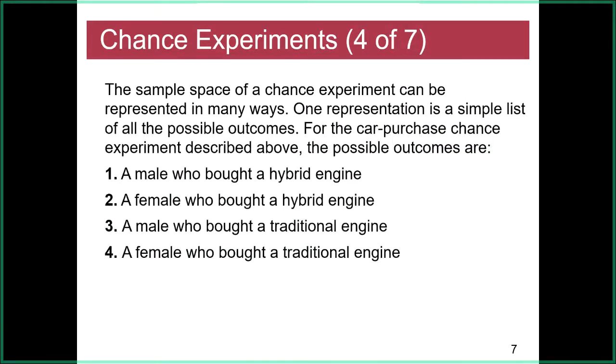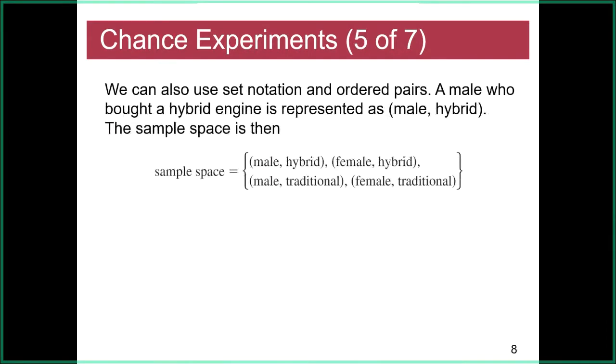So there are possible outcomes here. We could have a randomly selected customer who could be male and bought a hybrid, could be female and bought a hybrid, could be male and bought traditional, or female and bought traditional, because those are the two things we're looking at: whether they bought a hybrid or traditional engine car, and whether they were a male or female purchaser. So we can list out our sample space simply by listing out those combinations. There are two different variables, and two possibilities for each variable, which gives us four possible combinations.